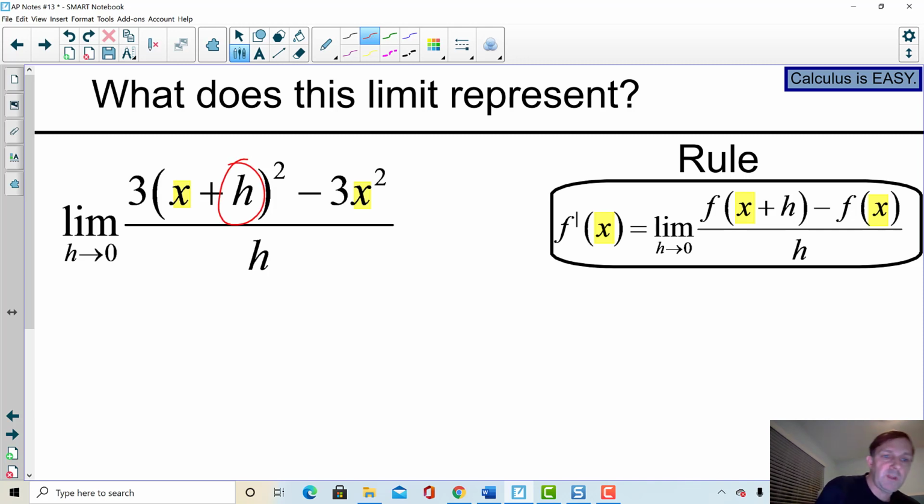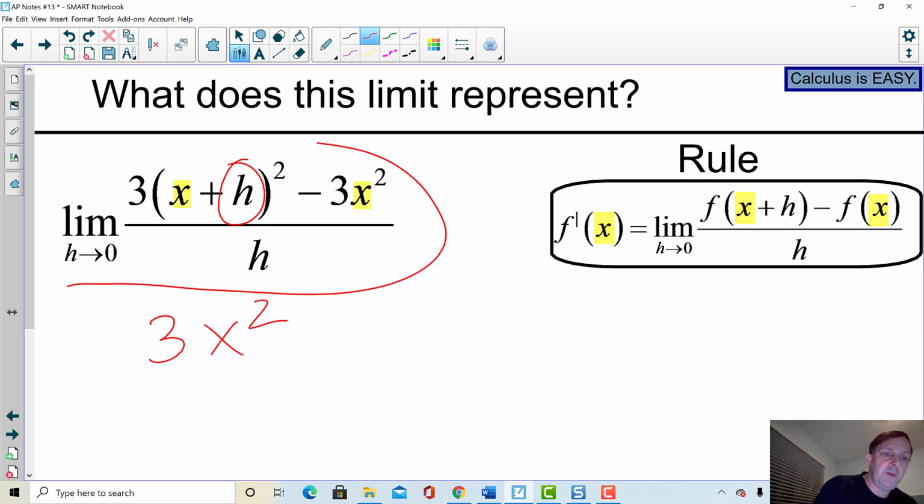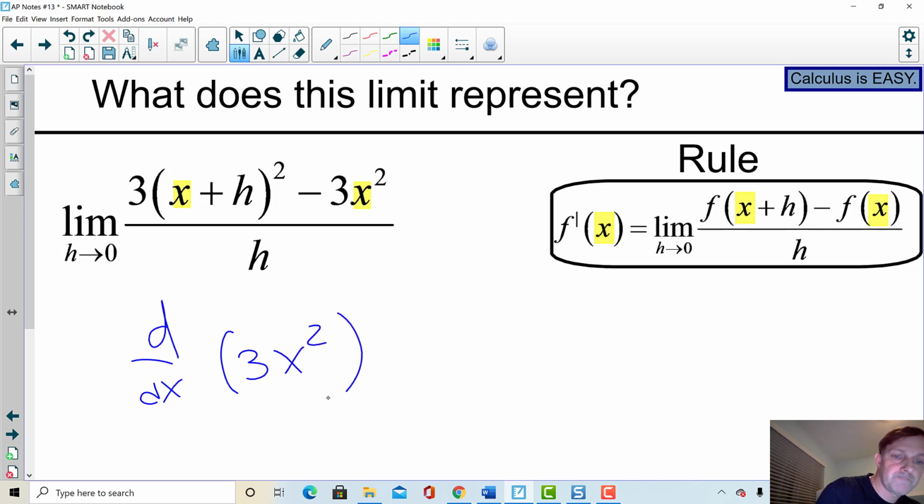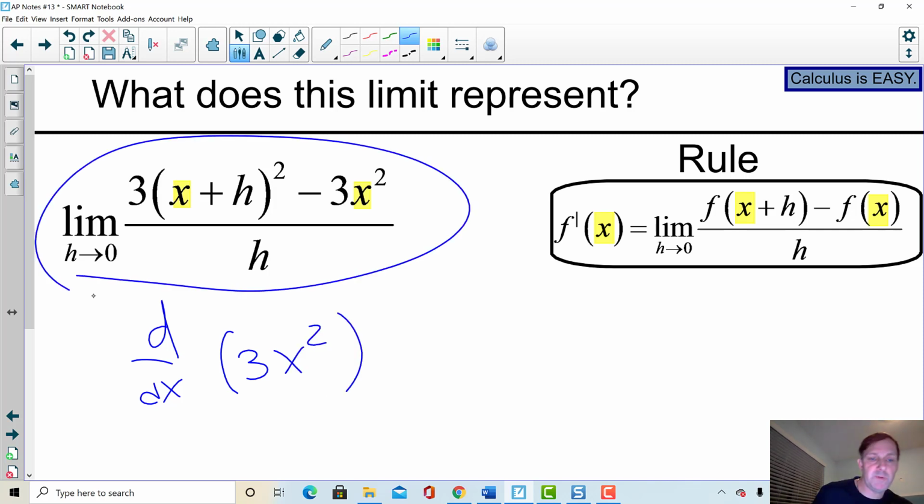If you ignore the h, you're left with 3x squared. And so this limit here is really just the slope of the tangent line for the function 3x squared. Another way of writing this is that this is the derivative of 3x squared. That's what this limit is, the derivative of 3x squared. And so the answer to this is going to be the slope of the tangent line for any value of x for the function 3x squared.